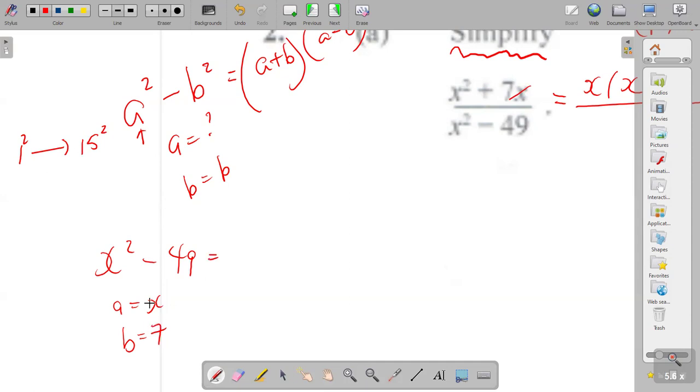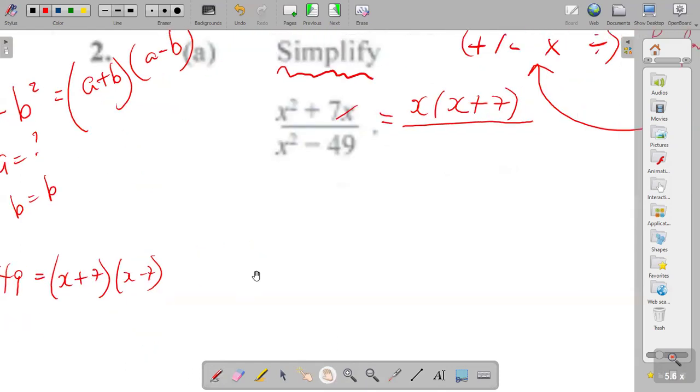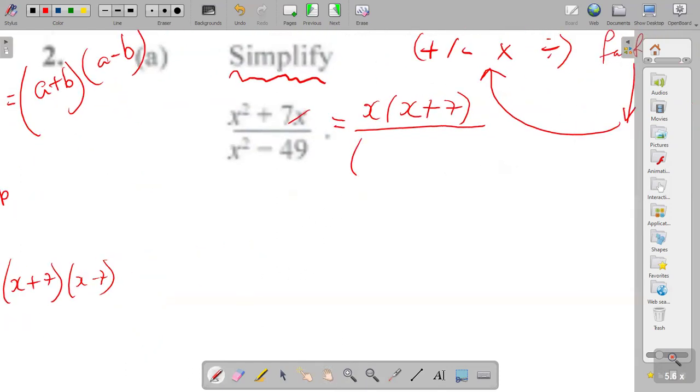So how do I factorize this then? A plus B, A minus B. So that would be X plus 7, X minus 7. So that's the answer for the bottom. So let's put it here. X plus 7, X minus 7.